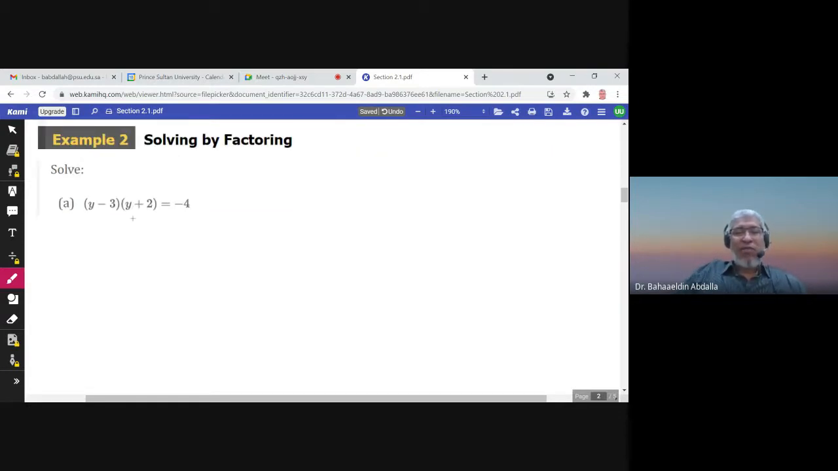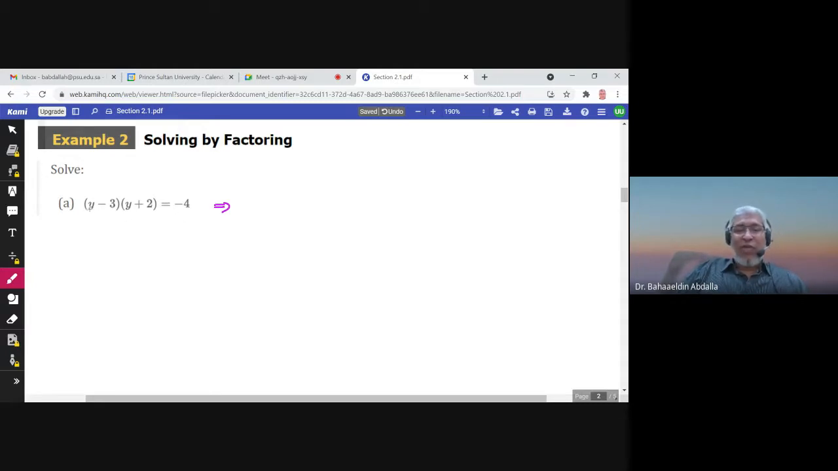Another example, solve this equation by factoring. Well, the left-hand side is already factored, but the right-hand side is not 0. So we cannot say that either y minus 3 equals negative 4 or y plus 2 equals negative 4. This is not correct because the property is the zero product property. It works only if this side is 0, not negative 4. So what can I do? I have to expand this and take everything to the left-hand side and make the right-hand side 0. So always the right-hand side should be 0. Any other number is not accepted.